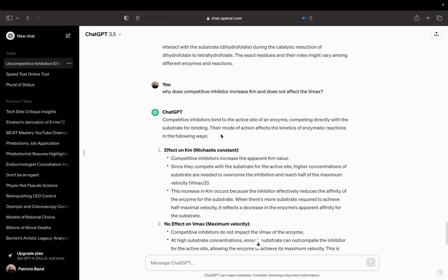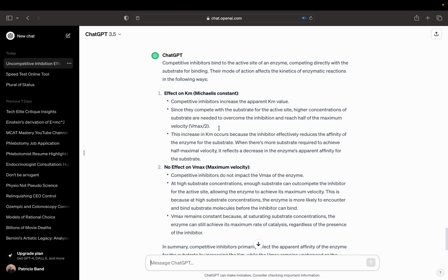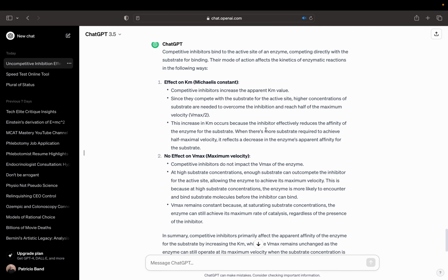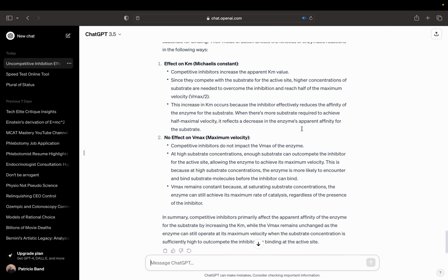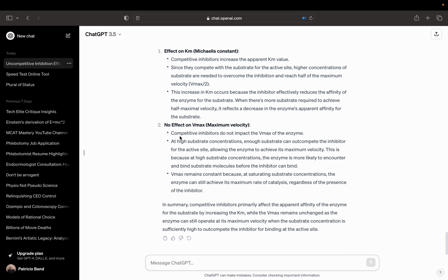So they are competing directly with the substrate for binding. Their mode of action affects the kinetics: competitive inhibitors increase the apparent Km value. Since they compete with the substrate for the active site, higher concentrations of substrate are needed to overcome the inhibition and reach half of the maximum velocity. This increase in Km occurs because the inhibitor effectively reduces the affinity of the enzyme for the substrate. When more substrate is required to achieve that Km, it reflects a decrease in the enzyme's apparent affinity for the substrate. So, why is there no effect on Vmax?